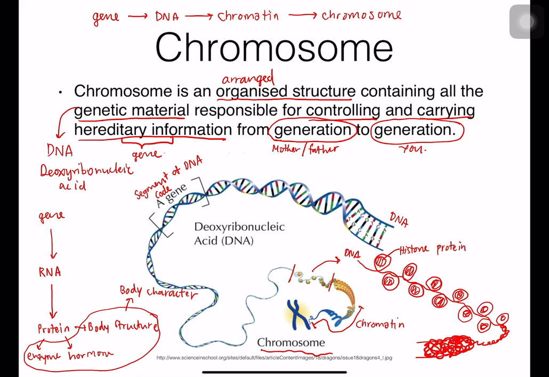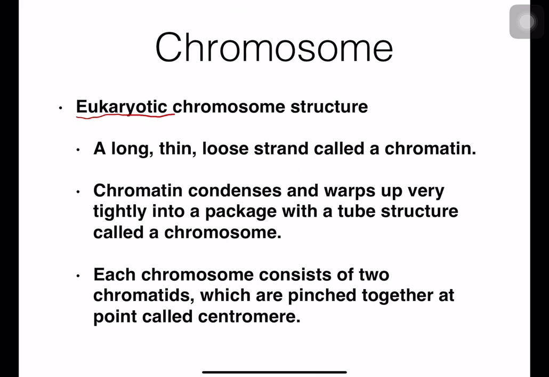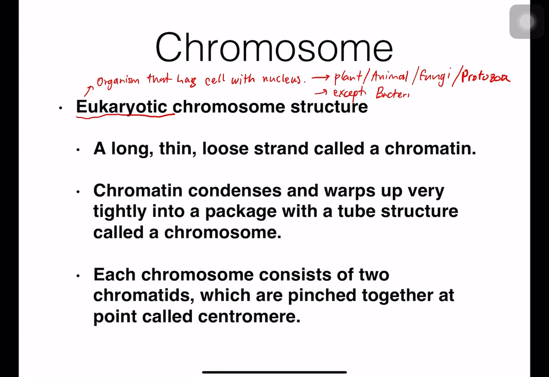For the eukaryotic chromosome, the word eukaryotic means the organism has cells with a nucleus. What does it mean? This may refer to plants, animals, fungi, and protozoa, and they exclude the bacteria and the cyanobacteria.